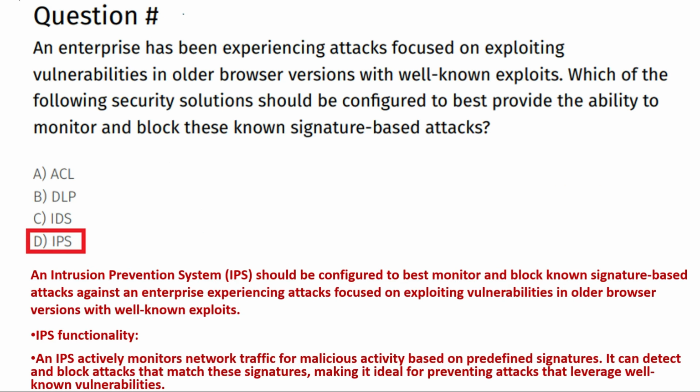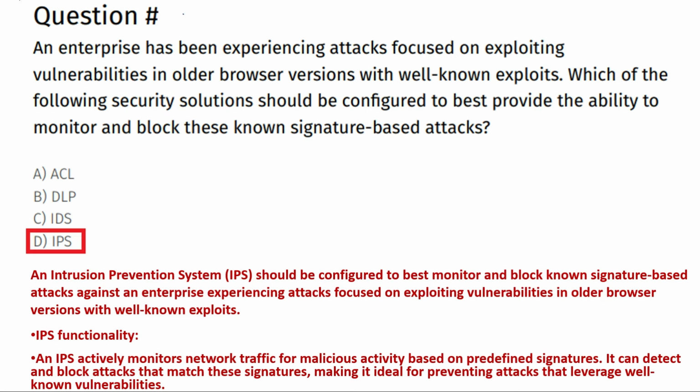And the next question is, an enterprise has been experiencing attacks focused on exploiting vulnerabilities in older browser versions with well-known exploits. So which of the following security solutions should be configured to best provide the ability to monitor and block these known signature-based attacks? Option A, ACL. Option B, DLP. Option C, IDS. Option D, IPS. And the correct answer for this question is option D, IPS. So let's check the explanation.